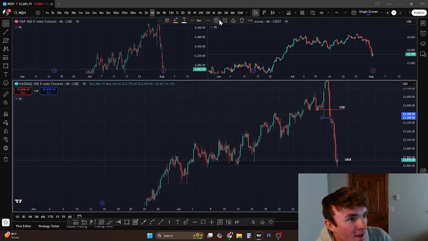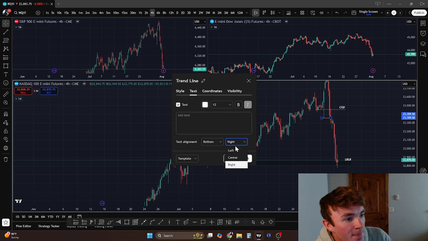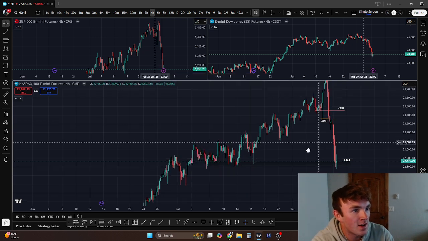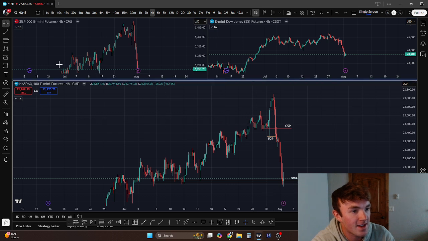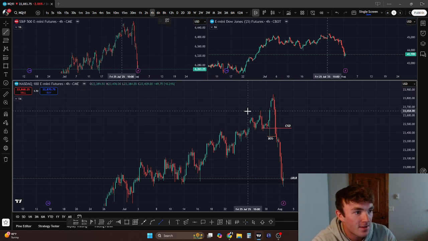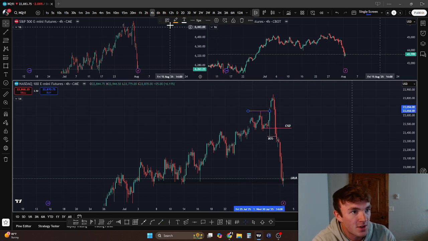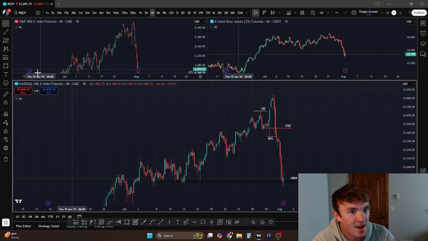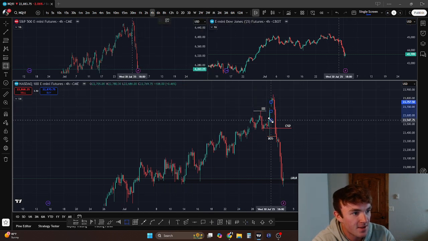So here we got that 4-hour break of structure, right? We also have a 4-hour liquidity sweep of this high, and technically it's like a giant inverse fair value gap, because this is like one giant gap and it gets inverted, right?